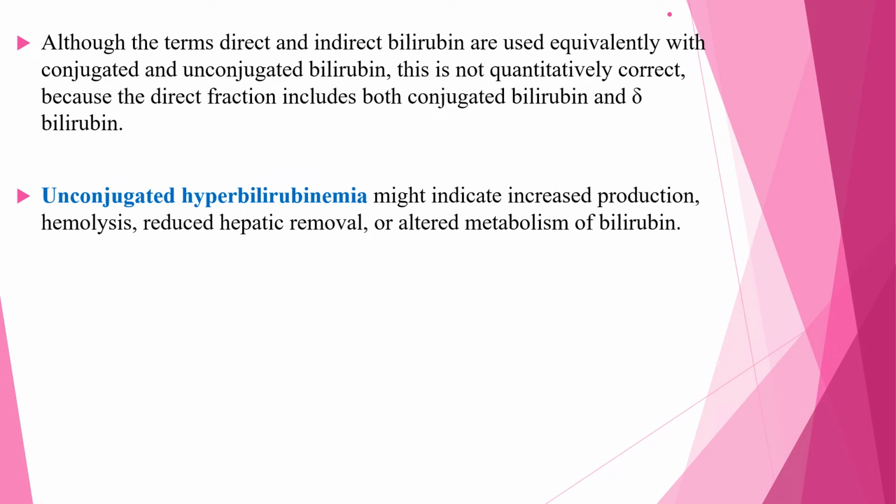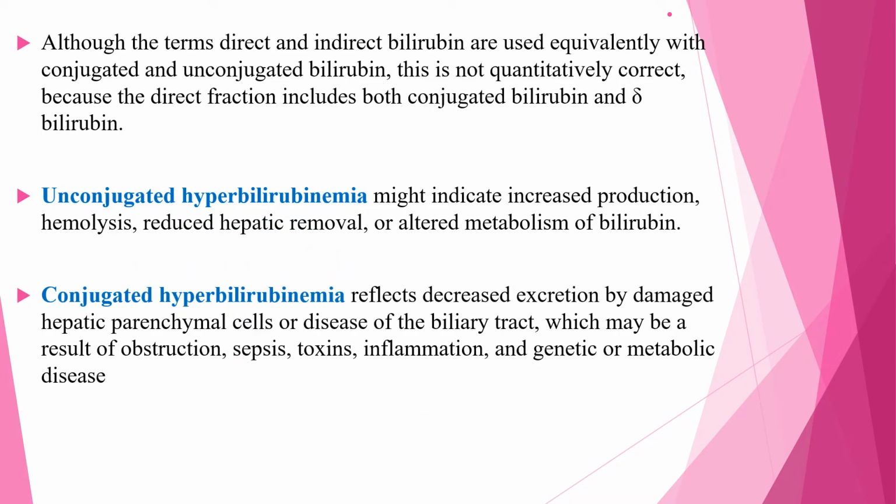Unconjugated hyperbilirubinemia might indicate increased production, hemolysis, reduced hepatic removal, or altered metabolism of bilirubin. Whereas conjugated hyperbilirubinemia reflects decreased excretion by damaged hepatic parenchymal cells or disease of the biliary tract, which may be a result of obstruction, sepsis, toxins, inflammation, and genetic or metabolic disease.